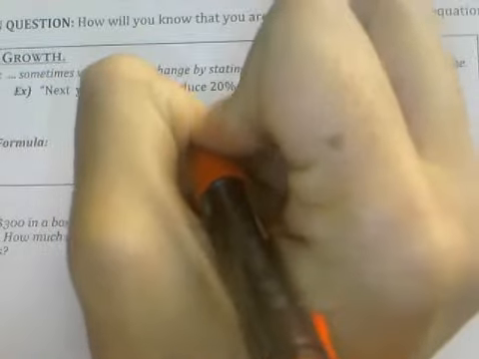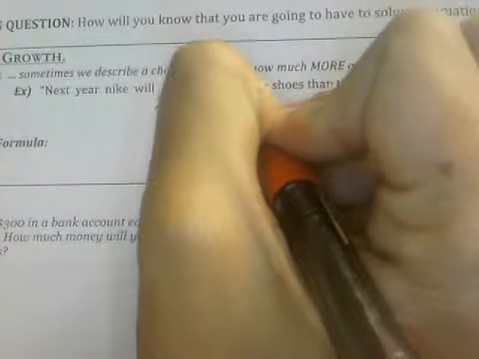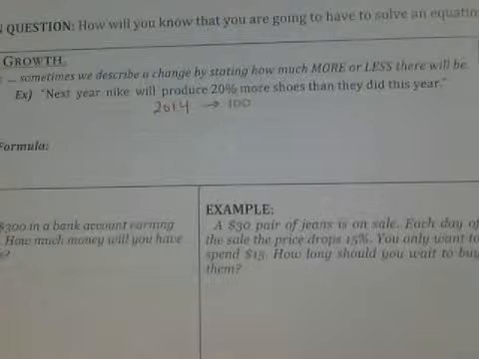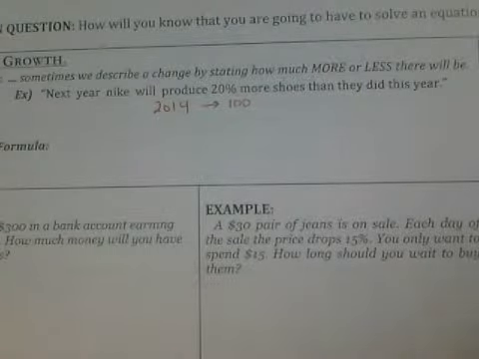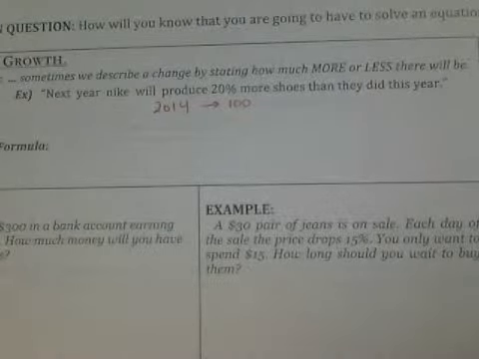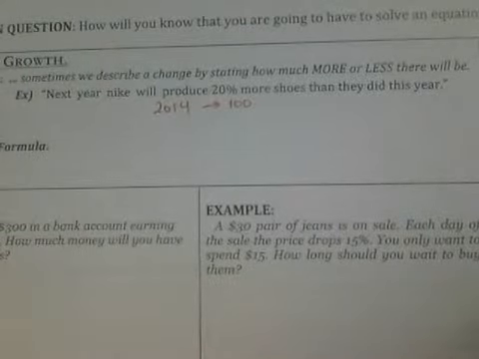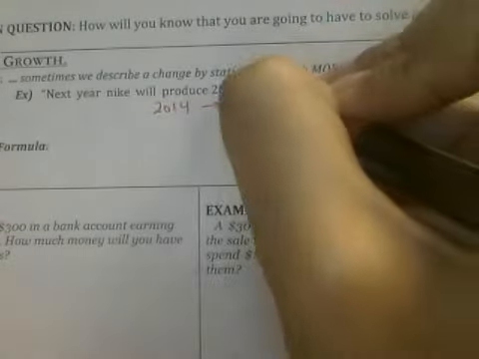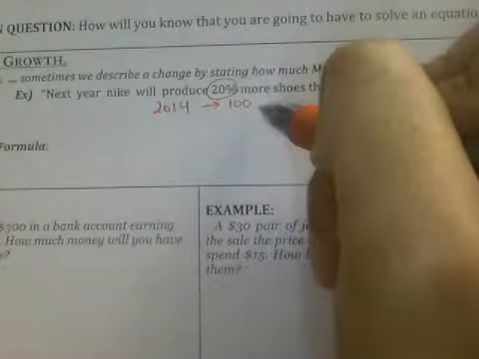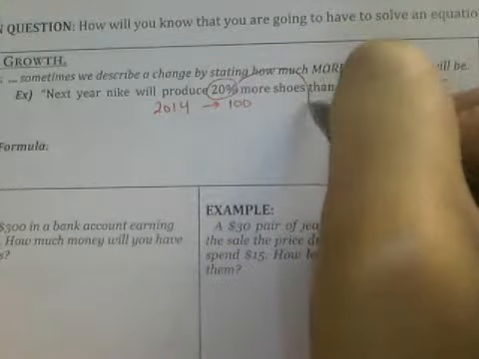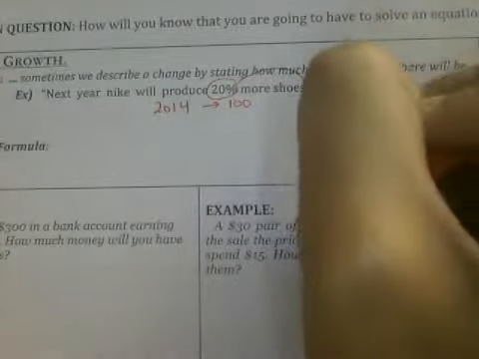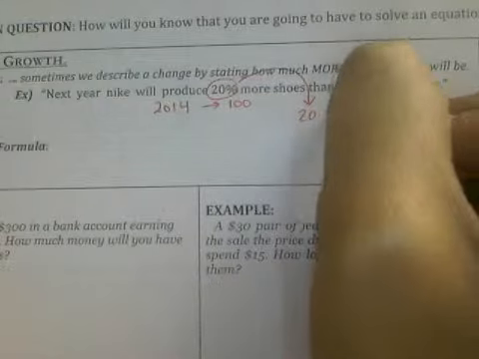That means if this year, which is 2014, they produce 100 shoes, let's say, next year they're going to produce more than 100. To get that number, I would have to add a certain amount to 100. The amount that I add comes from multiplying 20% times 100. And of course, we change the percent to a decimal. If you don't know how to do that, make sure that you review this real quick.